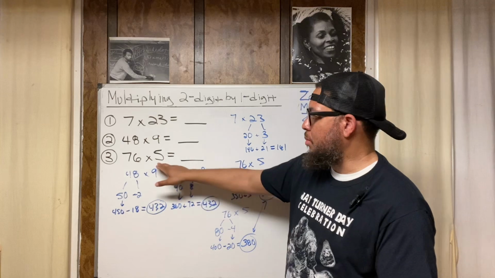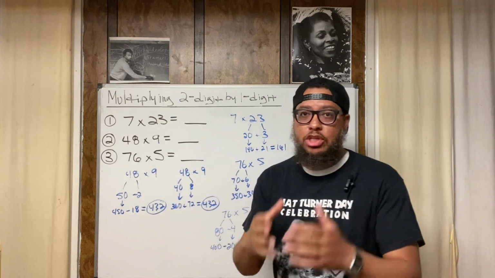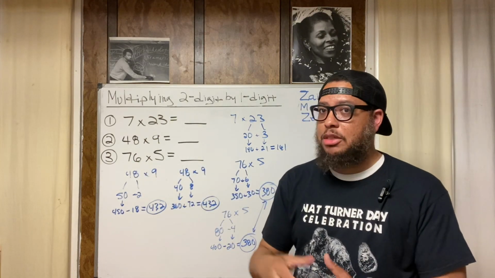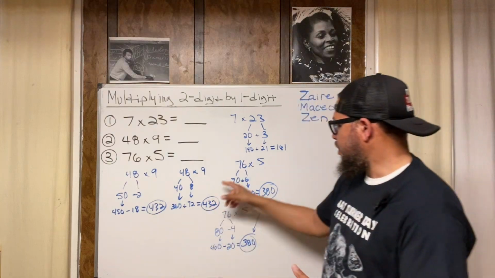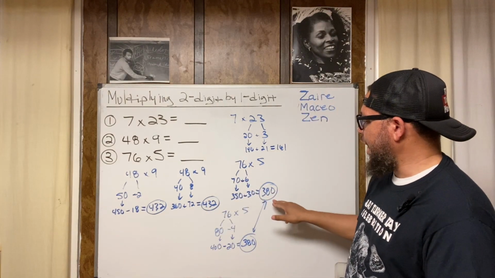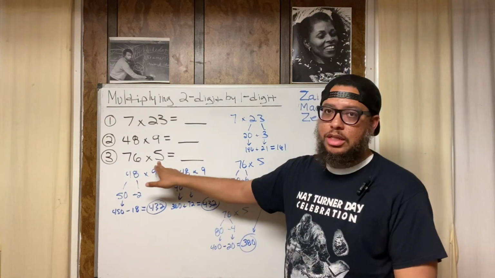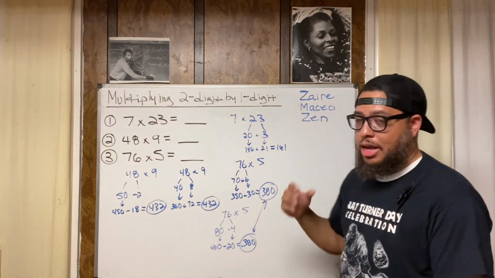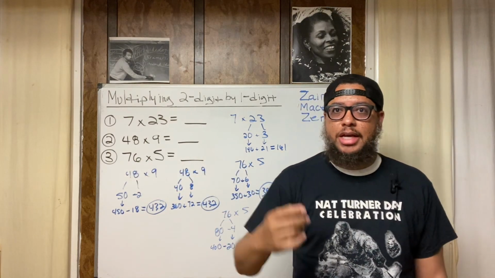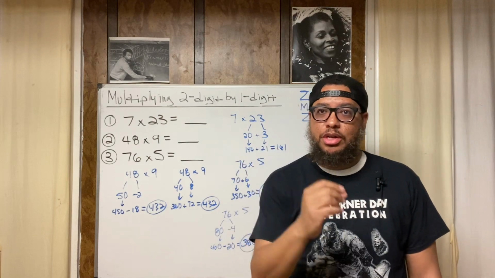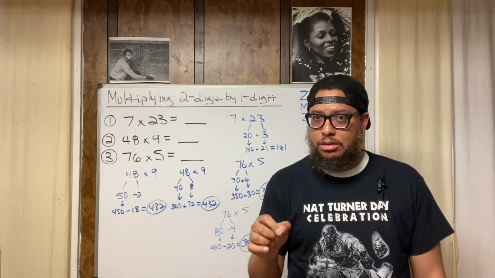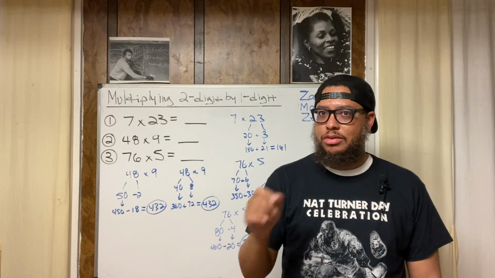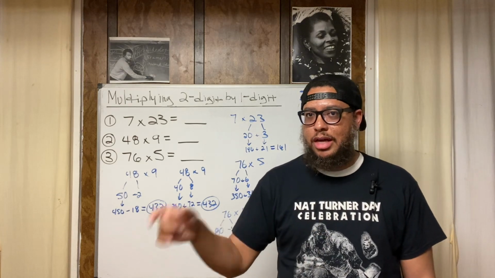So, anyway, 76 times 5. Let's say you got 76 nickels. How much money is that? 76 times 5 is 380 cents. If one nickel is 5 cents, 76 nickels is 380 cents. And 380 cents is the same thing as $3.80.